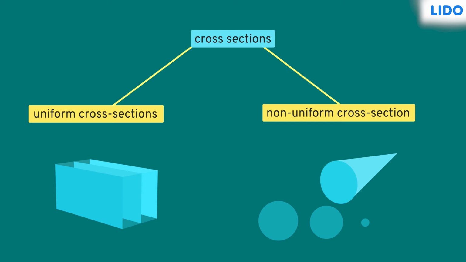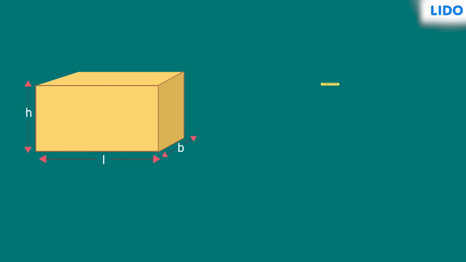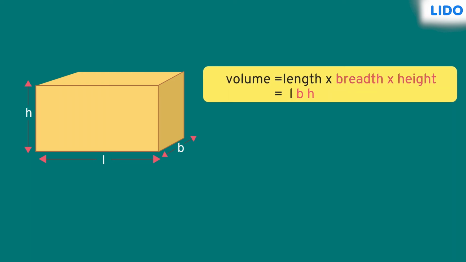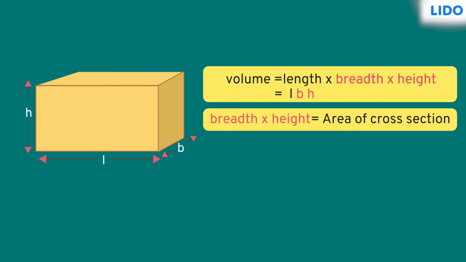Now let's see how we can find the volume of an object with uniform cross-section. We know that the volume of a cuboid is length times breadth times height. From the figure, the cross-sectional area of the bread slice is the height times the breadth. That means when we need to find the volume, we can substitute the height times breadth with the cross-sectional area.